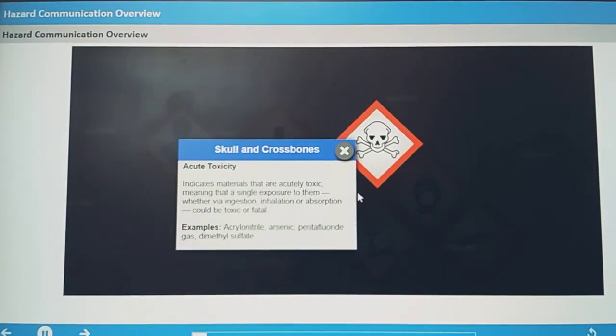The skull and crossbones pictogram indicates materials that are acutely toxic, meaning that a single exposure to them, whether via ingestion, inhalation, or absorption, could be toxic or fatal. Materials bearing the acute toxicity pictogram include acrylonitrile, arsenic pentafluoride gas, and dimethyl sulfate.